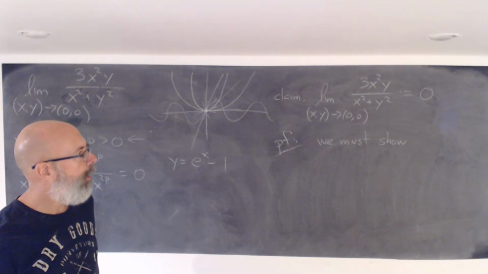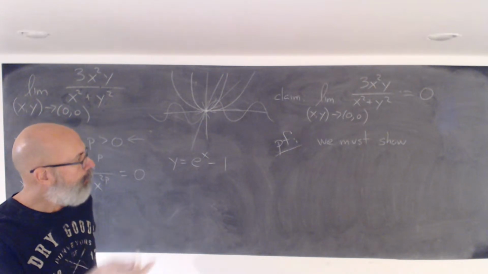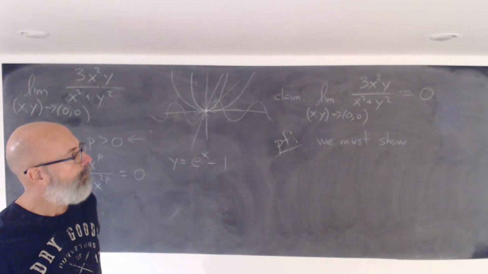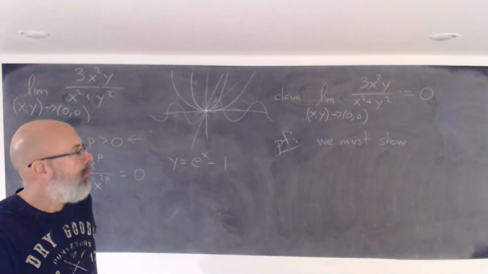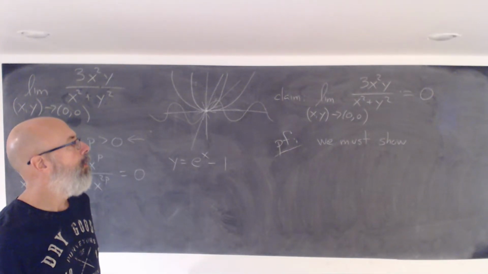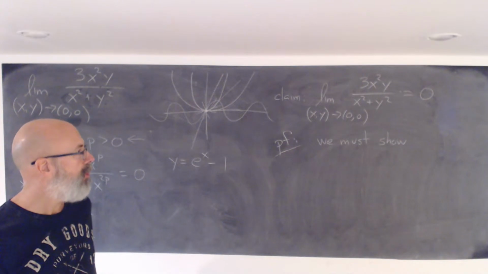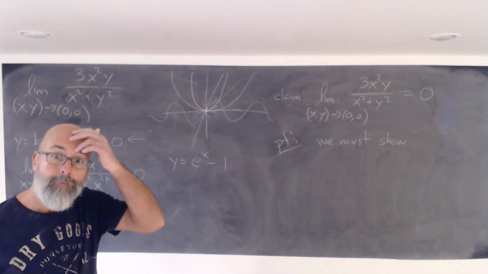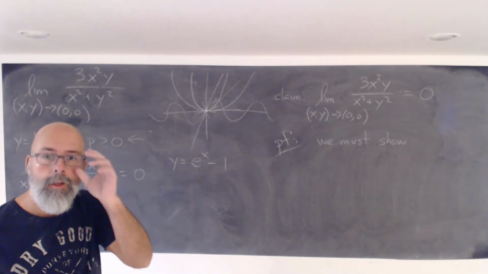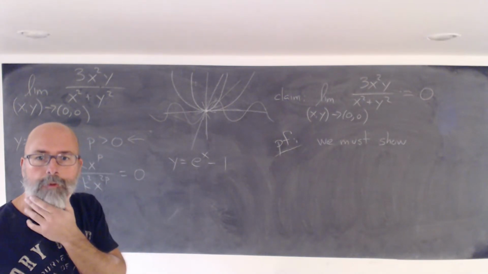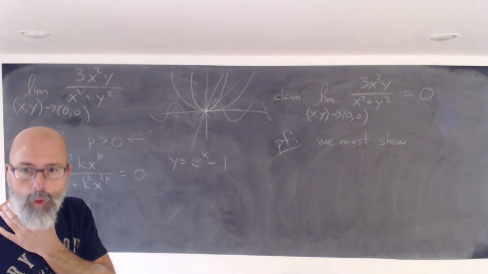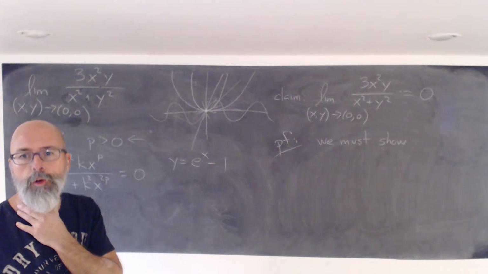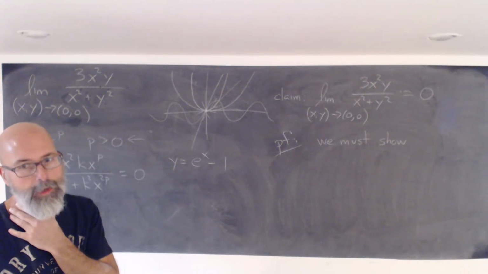But we have to give up trying to find a path that gives us a different limit and just conclude that the limit does exist, and now we have to prove it. So Quinn is asking, if we're looking for a limit as x, y goes to 0, 1, we have to use functions that pass through x equals 0, y equals 1. Exactly that.